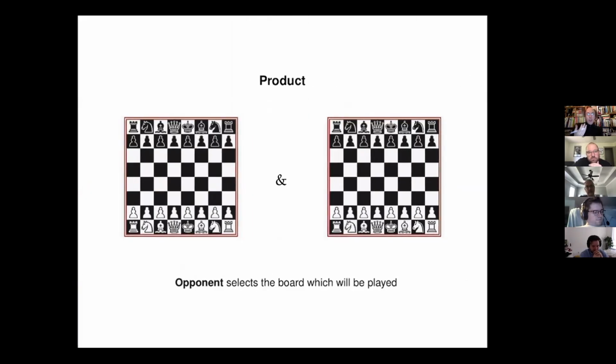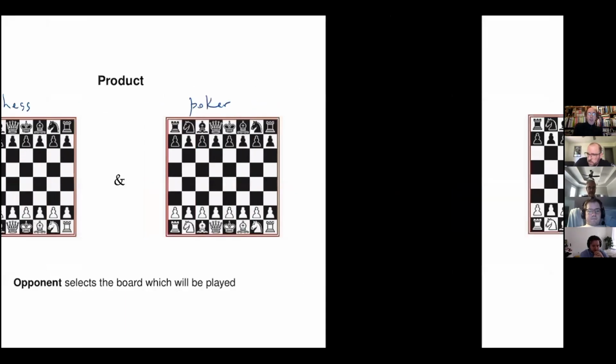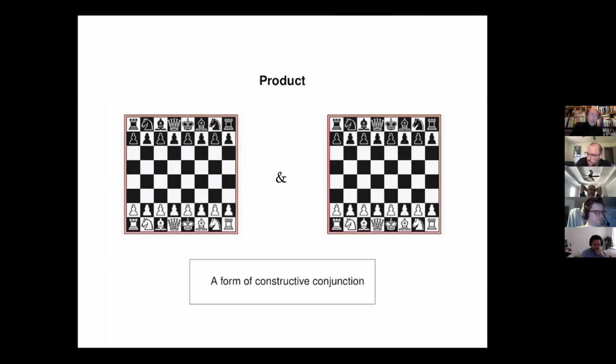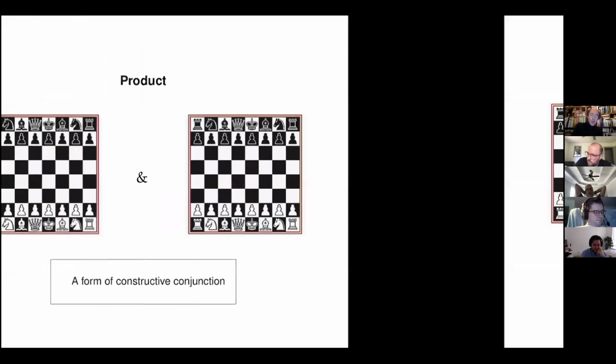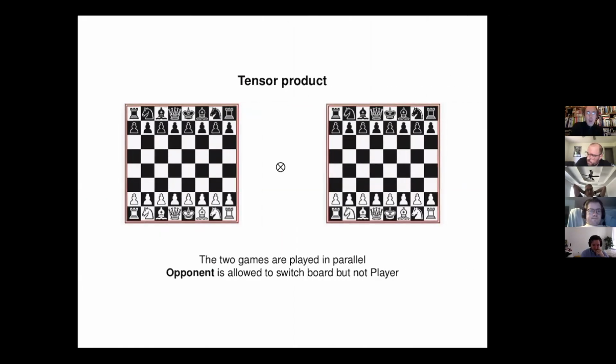But there is also a conjunction, which is the dual, where opponent selects the board. So imagine this is chess here and poker. Then if opponent chooses to play chess or to play poker, then I, as player, as proponent, should be able to play the two games, chess and poker. So in that sense, it's a conjunction, because I don't know what the opponent will choose. I need to master the two games. And then it can be seen as a form of constructive conjunction. Then there is another pair of combinators, the tensor product, where the two games are played in parallel, and opponent is allowed to switch board, but not player.